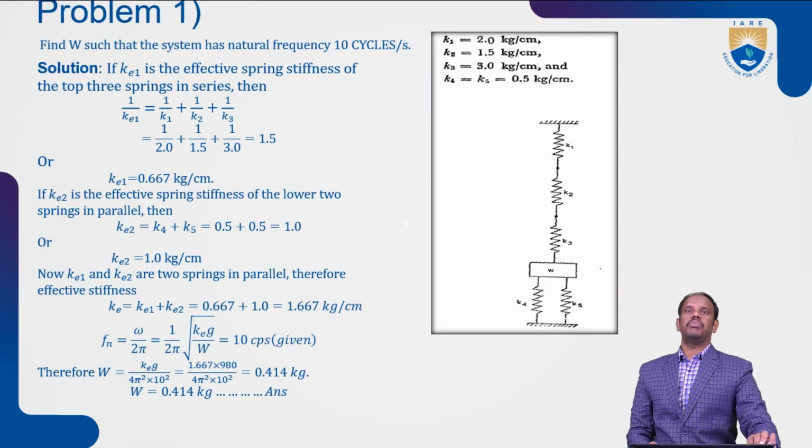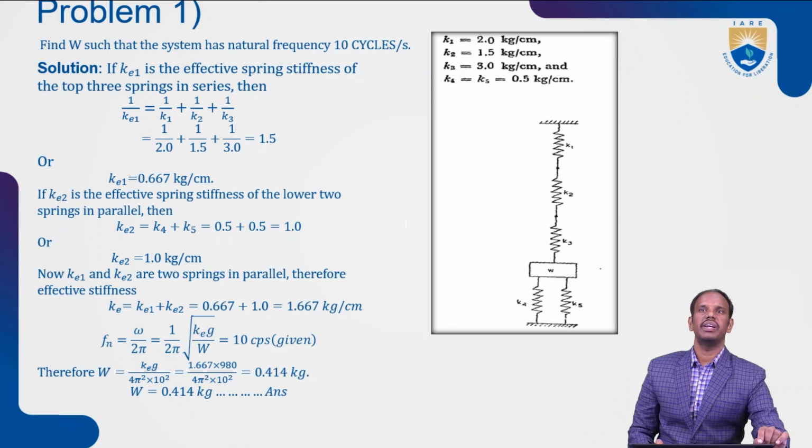In this problem, once again we are going to check series and parallel connections. Find the W such that the system has a natural frequency of 10 cycles per second. So here we need to go for 10 cycles per second.